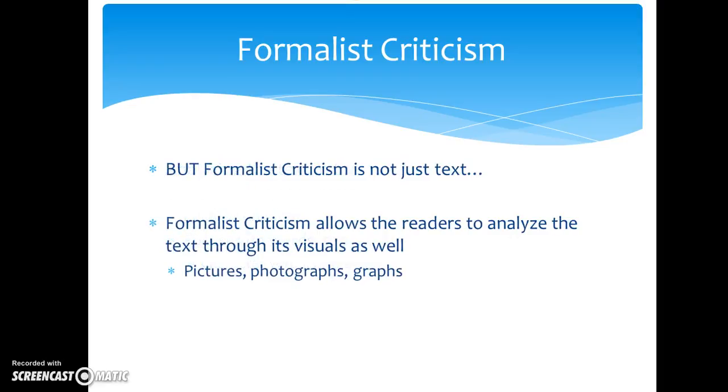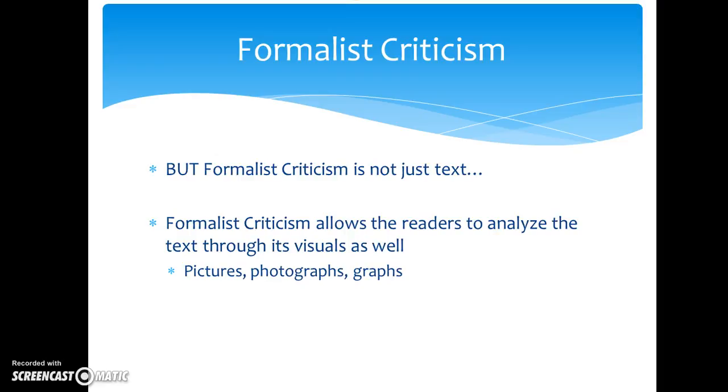However, as we continue looking into formalist criticism, we realize that formalist criticism is not just solely about the text. Formalist criticism allows the readers to analyze the text through its visual representations as well. That being said, it means that we can look at the pictures, photographs, and graphs that are included in the novel as a way of analyzing what the author is trying to say.